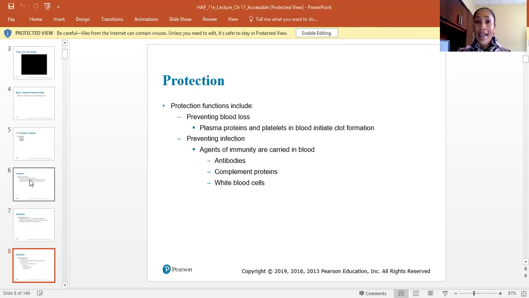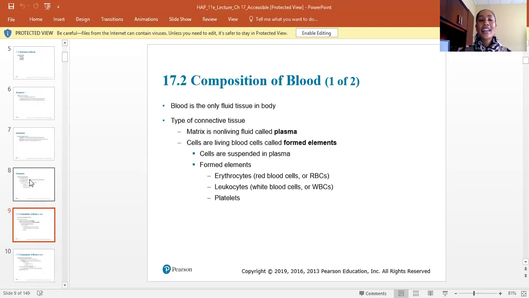In addition to that, blood is going to allow for the circulation of antibodies, other types of proteins that will complement our lymphocytes to aid in protection against pathogens, and then white blood cells. So like I said, blood's not necessarily going to protect us in terms of its composition, but for the materials that it allows to circulate within it.